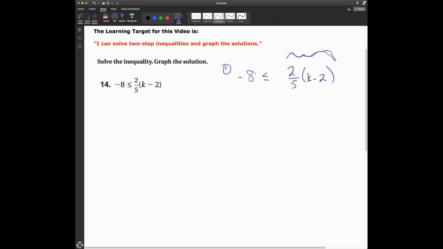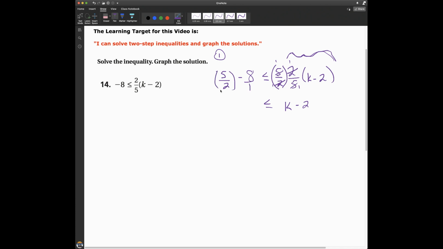What I can do is, well, let me move this out of the way. It's getting in my way here. I'll put 1 up here. What I can do is multiply this side of the equation by 5/2. And what does that do? It cancels the 2/5. So I'm just left with 1 times k minus 2, which is just k minus 2. Since I multiplied the right-hand side by 5/2, I need to multiply this side by 5/2 as well.